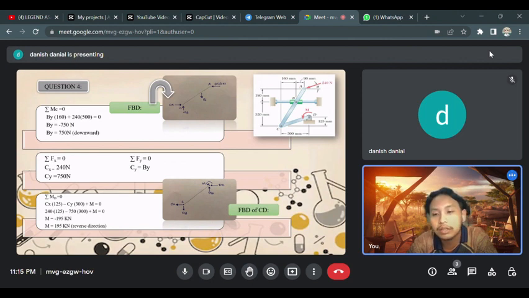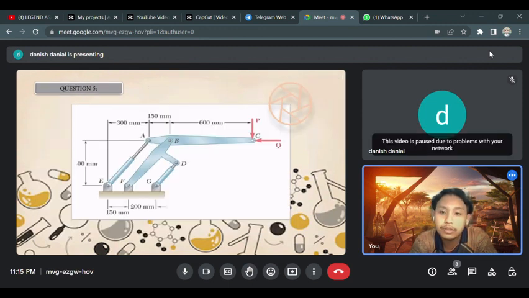and the calculation is Cx multiplied with 125 minus Cy multiplied by 300 plus M equal to 0. And the answer of M is minus 195 kilonewton meter. So the answer is 195 kilonewton meter in the reverse direction. Next question, please.